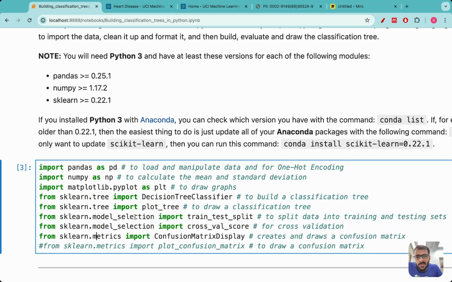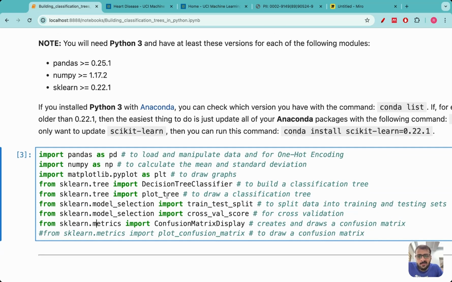Through scikit-learn, we are going to import several different functions such as decision tree classifier, plot tree, train test split, cross validation score, and confusion matrix display. This is the advantage of these libraries, which have become so popular and so robust now that you don't have to write too much code yourself if you know how to utilize these libraries effectively.